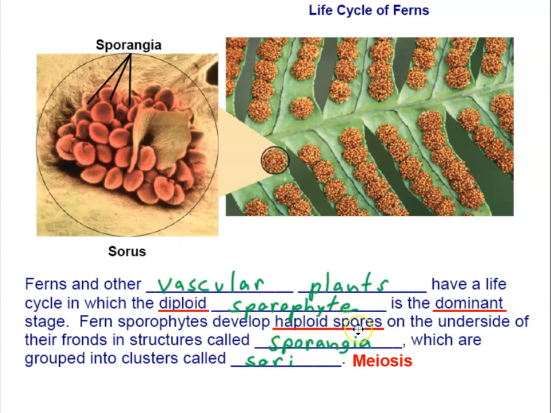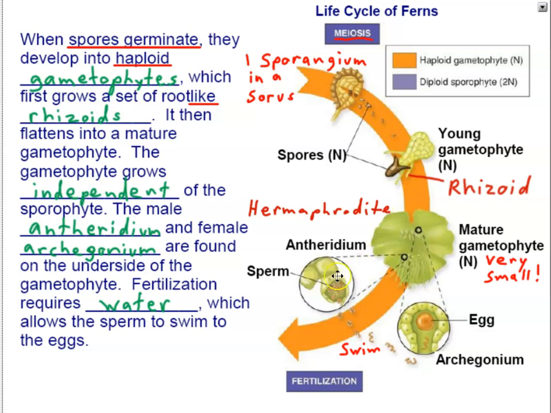Those haploid spores then are going to germinate and give rise to the haploid gametophyte. So here's the haploid half of the life cycle, and we're coming from spores that are being produced from sporangia in sori on the underside of a fern frond here. So that's where we start. And again, those spores are being produced from the diploid sporophyte. We're going to haploid spores, so that means we need to reduce the number of chromosomes in half, and that's done by meiosis. So the spores are produced in each sporangium by meiosis.